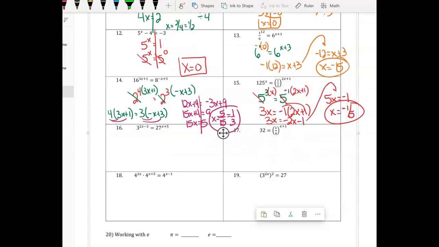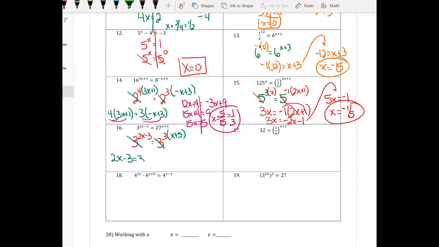16. The row that has 3 and 27 is 3, so I don't have to touch the left side. But 3 to the 3rd is 27 with my original exponent. And now I have 2x take away 3 with 3 in the x plus 5. So just distributing, I'm going to subtract the 2x over. Then I'm going to subtract the 15 over. So I get x is negative 18. All right, moving right along.